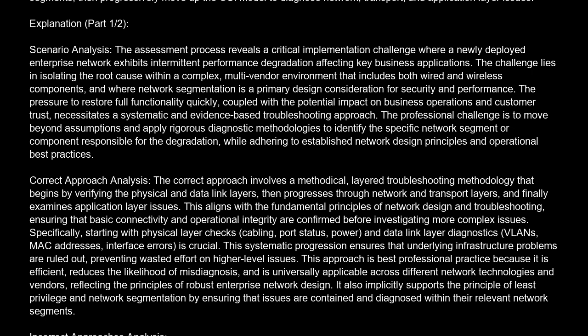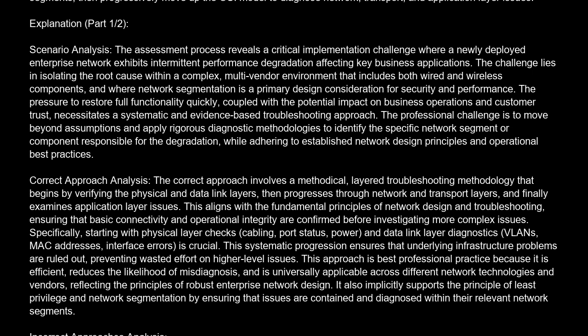The pressure to restore full functionality quickly, coupled with the potential impact on business operations and customer trust, necessitates a systematic and evidence-based troubleshooting approach. The professional challenge is to move beyond assumptions and apply rigorous diagnostic methodologies to identify the specific network segment or component responsible for the degradation, while adhering to established network design principles and operational best practices.